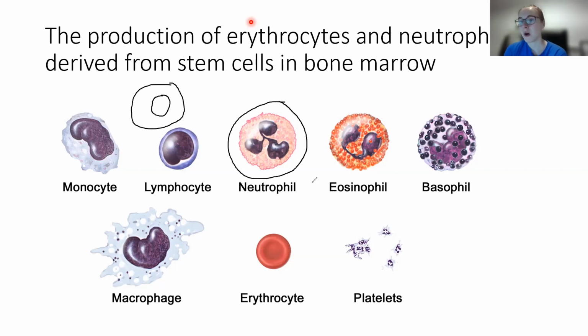So again, what we need to do here is get a buildup of lysosomes within our cell. So we need to make lots of lysosomes. So we need to start to differentiate and specialize again.